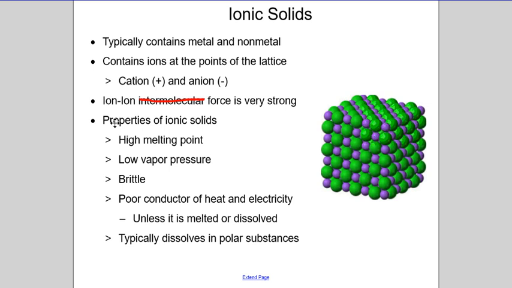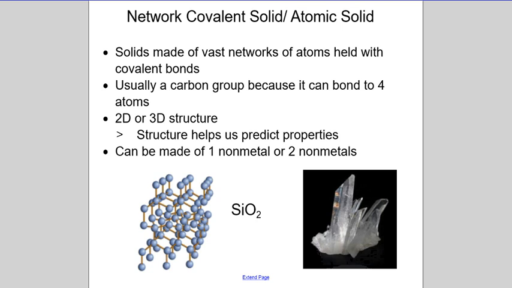And properties of ionic solids: high melting point, they're very brittle, low vapor pressure, poor conductors, etc. Network solids usually involve covalent compounds, so they're not as organized as ionics, and they're not as strong as ionics, or that force of attraction isn't as strong. Usually involving carbon or silicon. They can be 2D or 3D structures depending on how things are arranged.